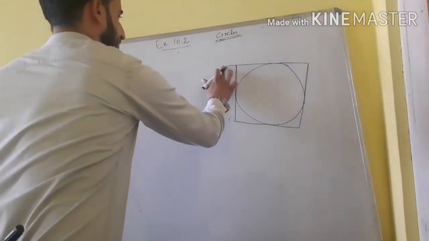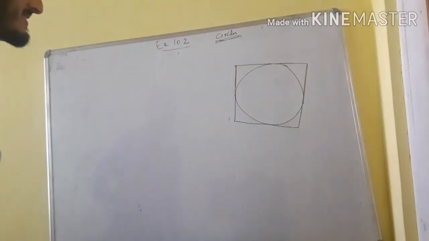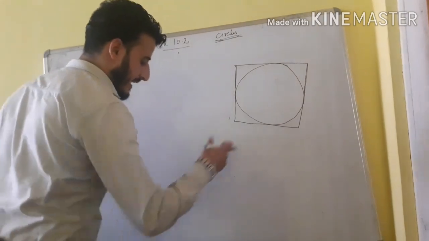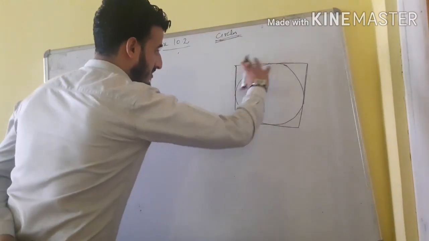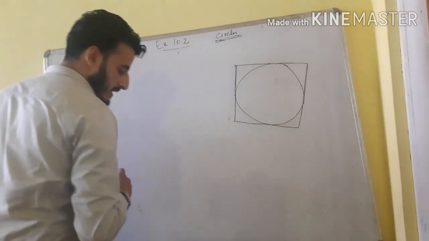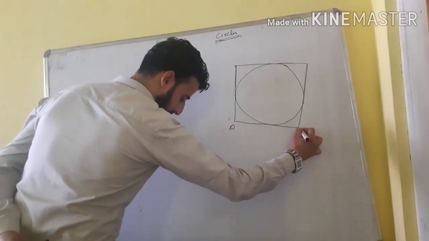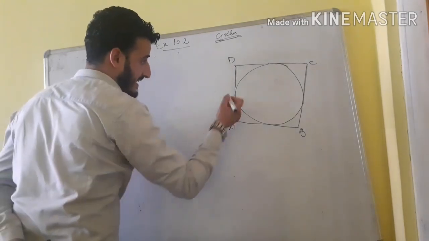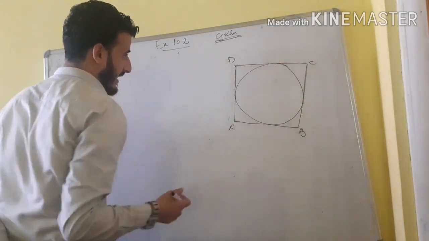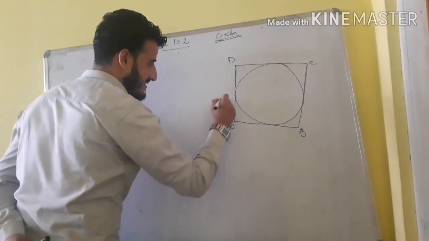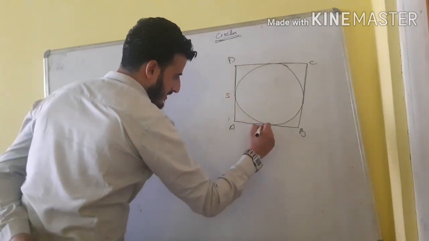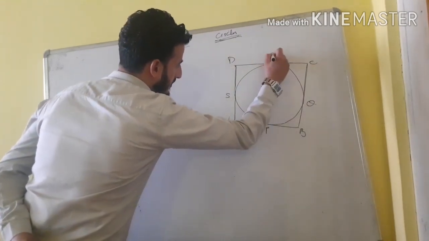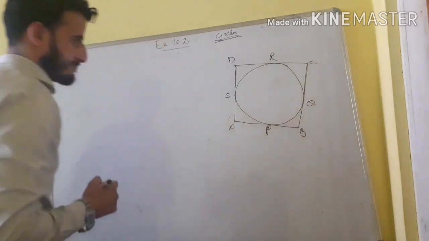It is like this. A quadrilateral is circumscribing a circle, and we are given the quadrilateral as A, B, C, D here. Also, the circle is touching the edges of the quadrilateral at different points, say here it is S, P, Q, and R. Hope you understand.